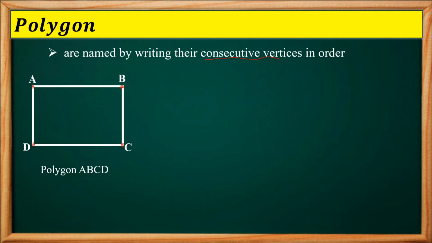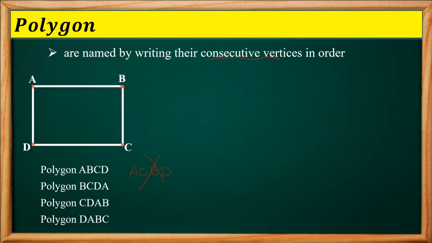Example, on this polygon, we can name this one as polygon ABCD. Okay? A, followed by B, followed by C, followed by D. Or, it could be polygon BCDA. BCDA. Okay? Consecutive vertices. It could be polygon CDAB or it could be polygon DABC. Okay? Hindi siya pwede nating tawagin na polygon ACBD. Ayan. Hindi yan siya pwede.